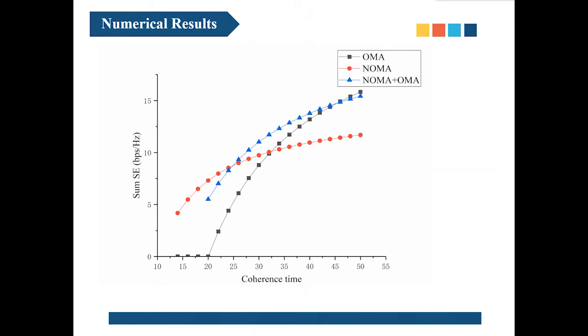Then we introduce the numerical results. There are 40 APs. 20 APs are randomly selected to serve NOMA users, and the other 20 APs serve OMA users. There are 20 users in total. 10 users are randomly selected to use NOMA, and the other 10 users use OMA. This result is shown in Figure 2.